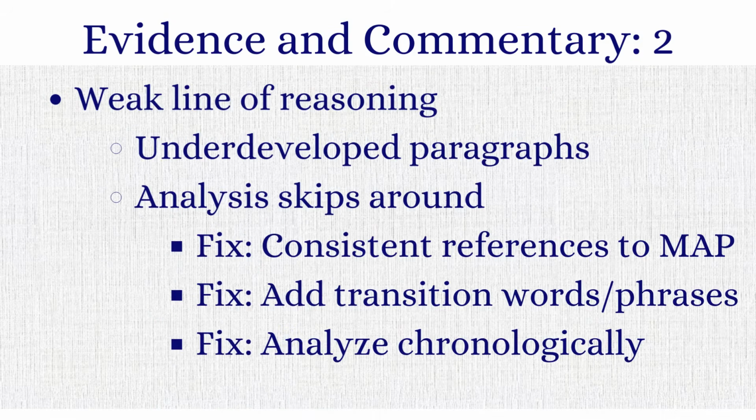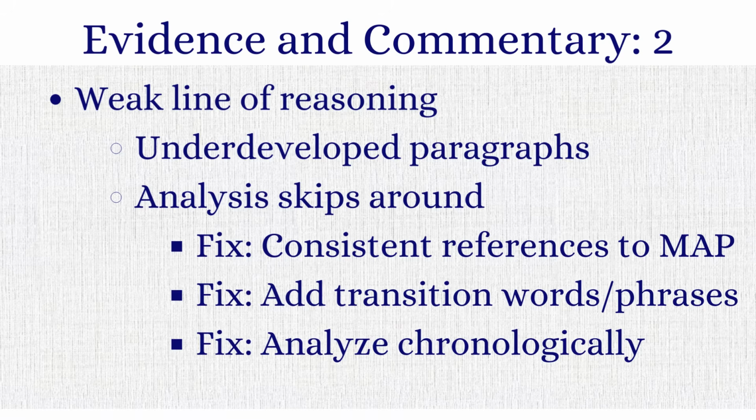Another trademark of an essay that typically scores a 2 in row B is that there might be a weak line of reasoning. Now, a line of reasoning is going to be a logical progression of ideas. That's not to say that these essays don't make sense, because quite frankly, they do. It's just that things might not be in a strong order, or it could be that certain claims are left unproven. So for example, many times when I see an essay that scores a 2 in row B, one of the major issues is that the paragraphs are underdeveloped. And this is usually because there's not enough commentary.